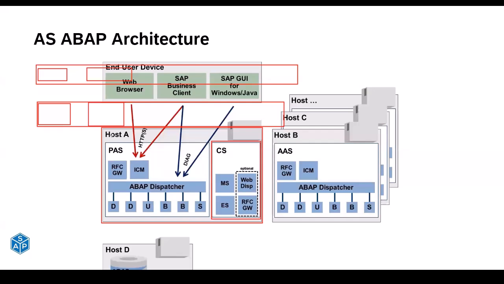Last time we installed the host A, which contains your primary application server instance and your central services instance. Now what we are going to do today is install an additional application server, this one, the host B. Last time we installed a primary application server; now we'll be installing an additional application server.